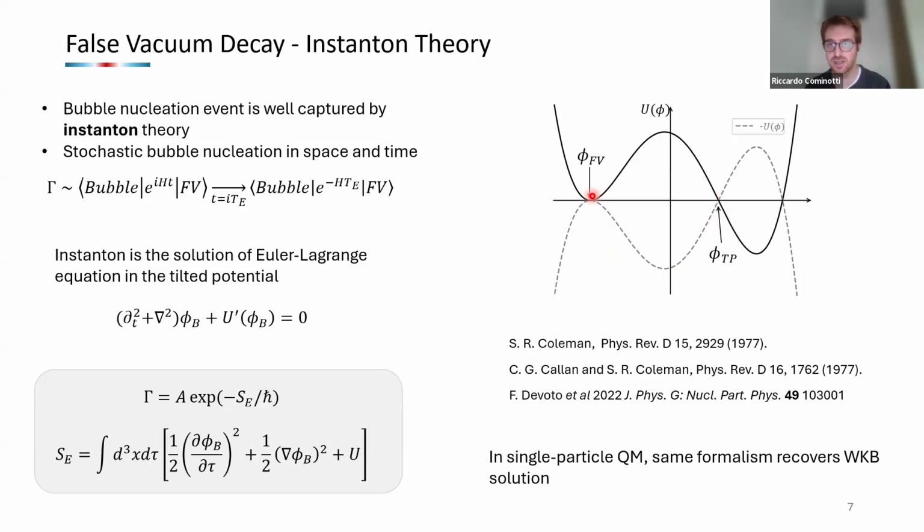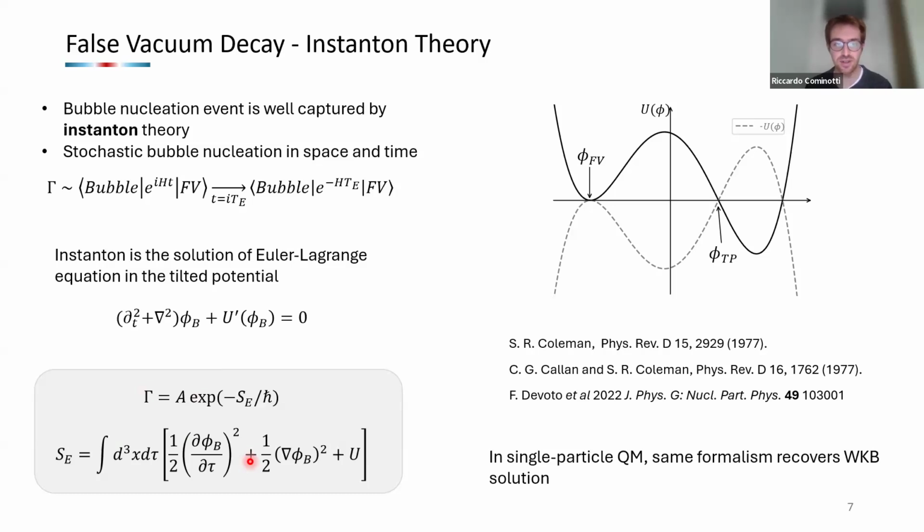Now, this trajectory, which is the solution of the Euler-Lagrange equation in this tilted potential or in Euclidean time, is now called an instanton. And what Coleman showed is that if one is able to calculate the shape of the instanton, then the decay rate has a very simple expression. It's just given by a prefactor times an exponential dependence on the action of the Lagrangian, where the action is calculated on the instanton solution.